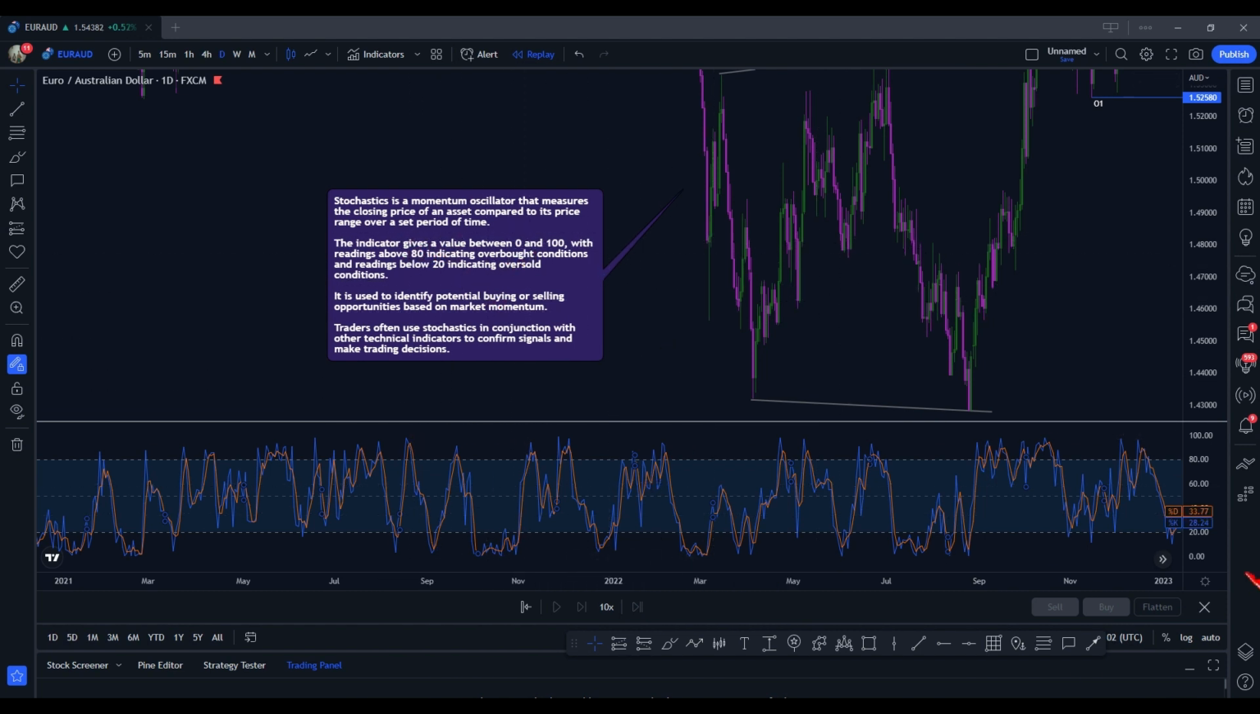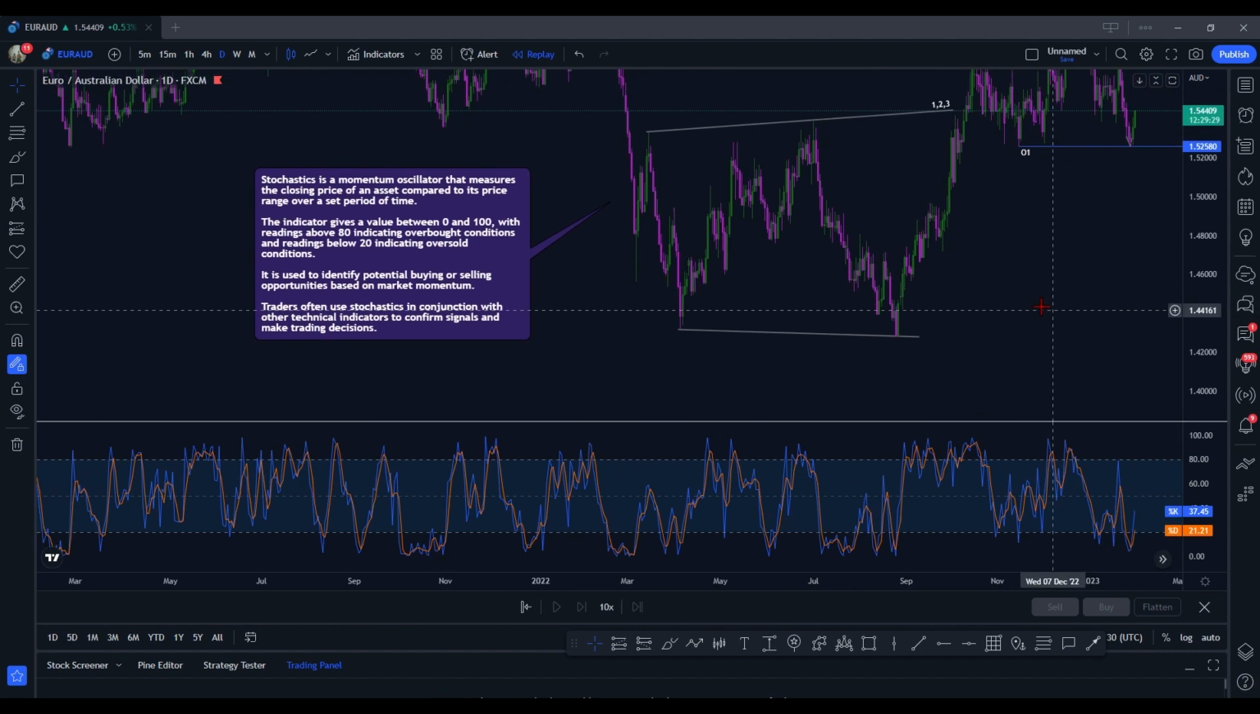The indicator gives a value between 0 and 100, with readings of 80 indicating overbought and 20 indicating oversold. It's used to identify potential buying and selling opportunities based on market movements, and I think trading stochastics is very much similar to the RSI. You can also get an RSI stochastic indicator where they're kind of combined, but essentially they're doing the same thing.